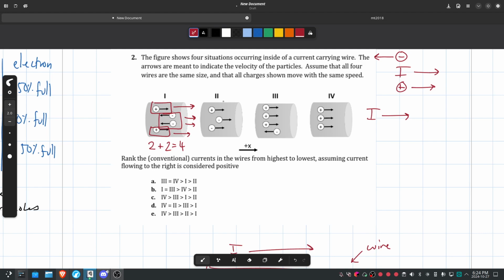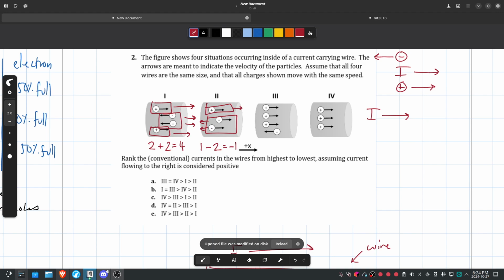So now let's look at number 2. We have 1 positive carrier going the direction we want, and we have 2 negative carriers going the wrong direction. They are opposing the current flow. So that's going to be -2 for a total current flow of -1.